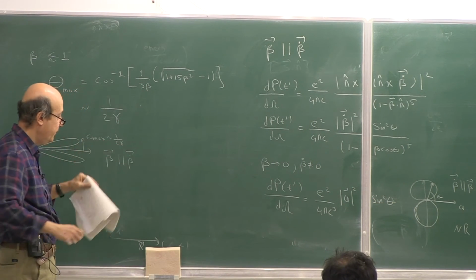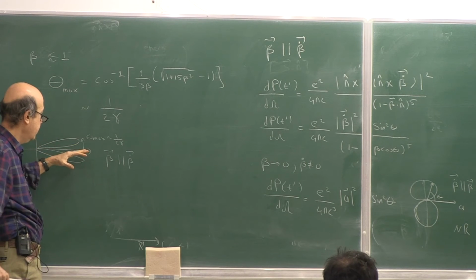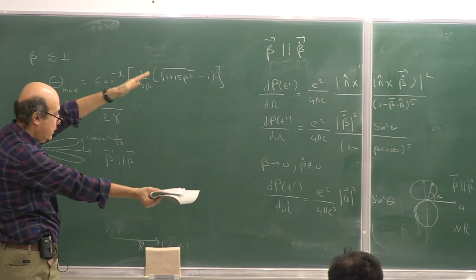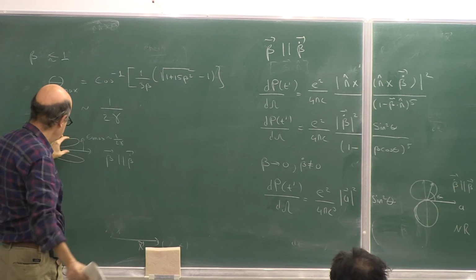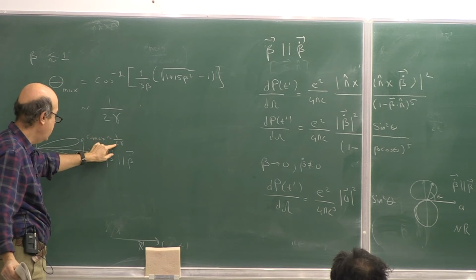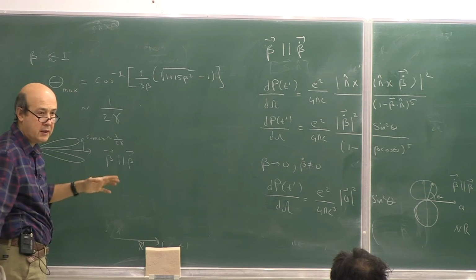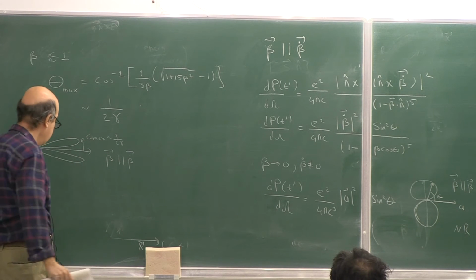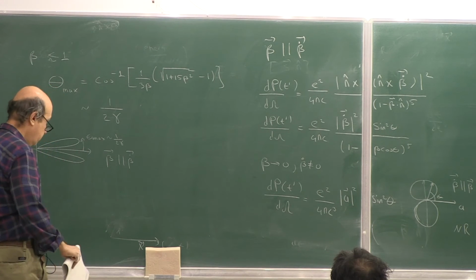So if the charge is accelerating and moving relativistically, the whole beam pattern collapses forward, making an angle around 1/2 gamma. Gamma may be 10, 100, 1000, for a highly relativistically accelerated charged particle.